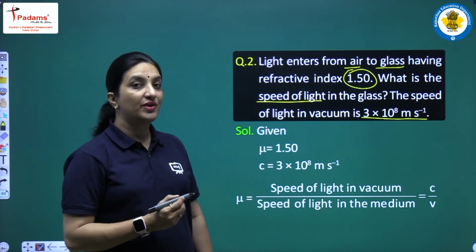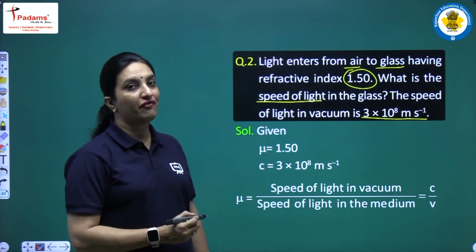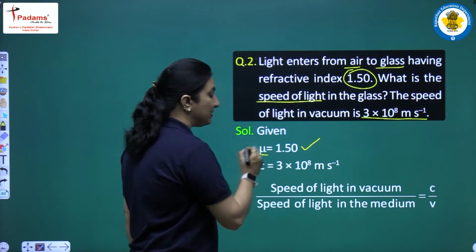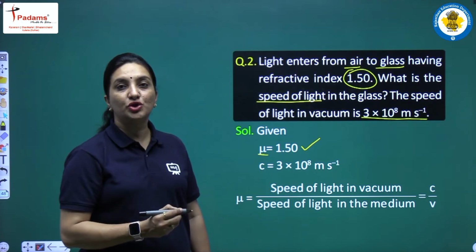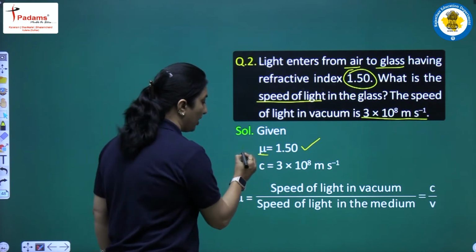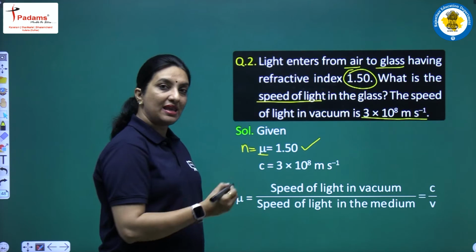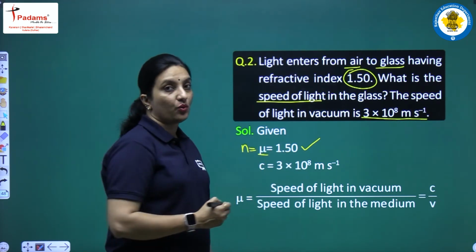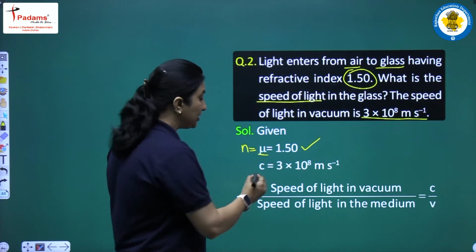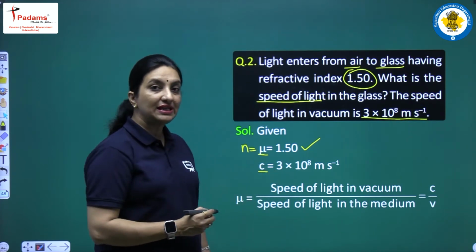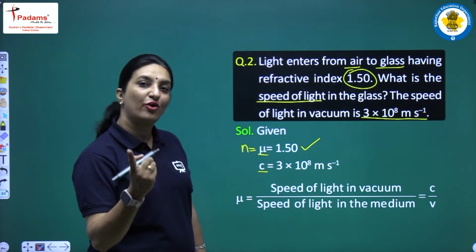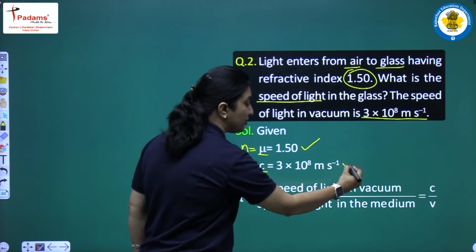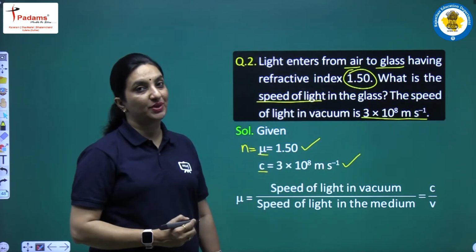So students, here we are given the refractive index of glass, that is 1.50. This is the symbol for refractive index. In some books you might find n, small n. So we can write n or we can write mu. So the refractive index is given as 1.50 and the speed of light, which is denoted by C, the speed of light in air or we can say vacuum, is given by 3 into 10 to the power 8 meters per second.